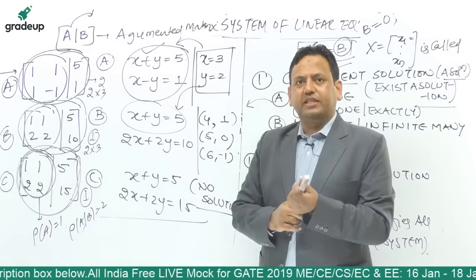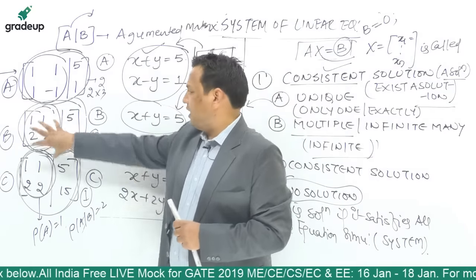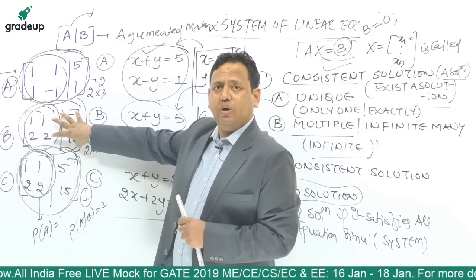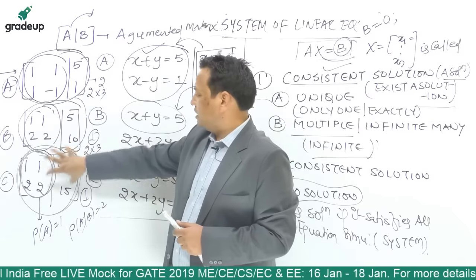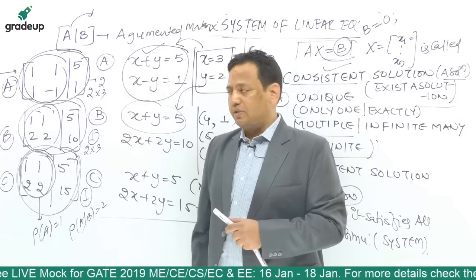Okay, so consistency: if this vector is totally dependent on these, we will say the rank of A and the rank of AB are equal. So we will say it is a consistent solution. But if the rank of A and the rank of AB are not equal, then we will say inconsistent solution.